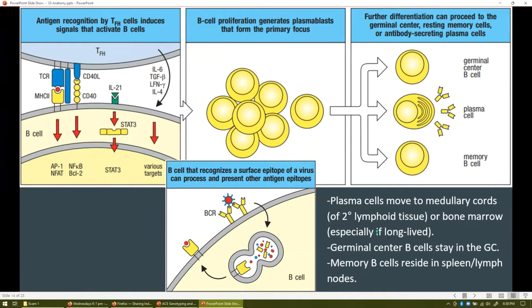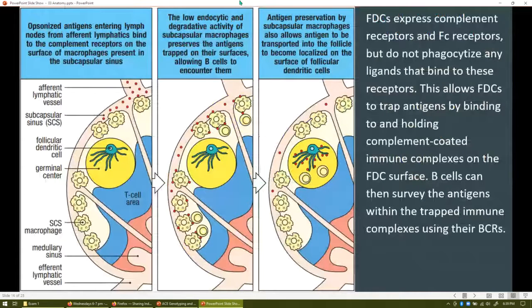The plasma cells are going to move to medullary cords within the lymph node, or they're going to move to bone marrow, especially if they're long-lived plasma cells. Germinal center B cells stay in the germinal center where they continually mutate antibody genes for a month or two. And memory B cells mostly reside in the lymph node or in the spleen. However, they do traffic to tissues, especially inflamed tissues. So you do have memory B cells in your tissues that are ready to go as soon as an infectious agent is reintroduced. Okay.